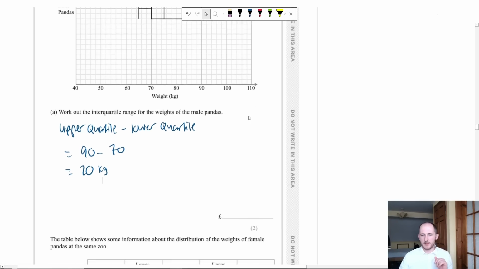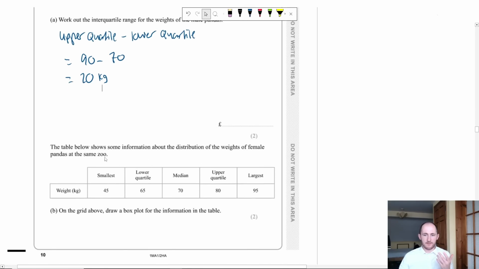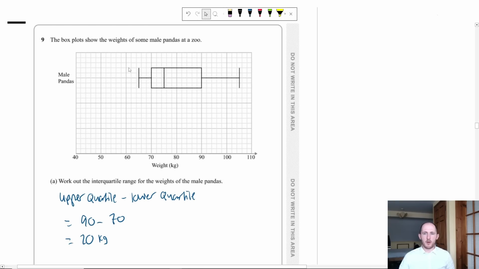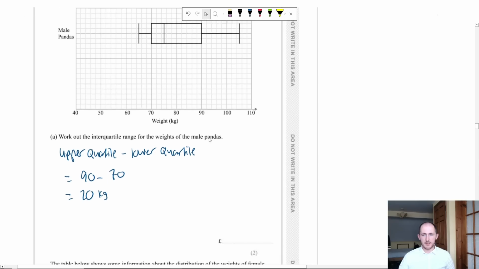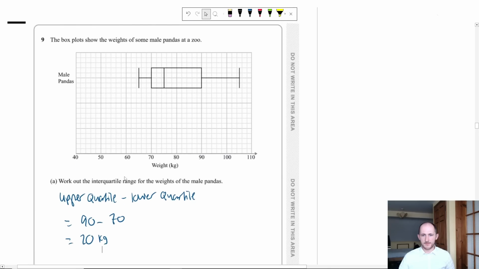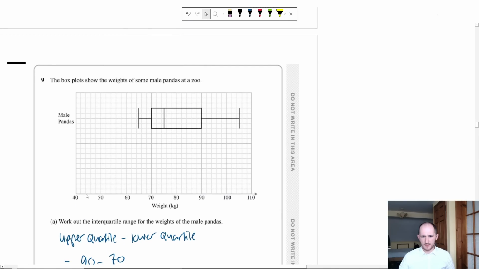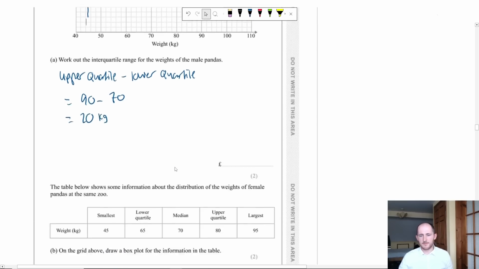Not too bad, right? Part B, it says, then we have information about the distributions of female pandas at the same zoo. On the grid, draw a box plot for the information. So what do we plot on a box plot? This is the lowest value, this is the highest value, and again, lower quartile, median, and upper quartile. So all we're going to do is put the smallest value, 45, midway between here. It goes up in 5s between 40 and 50, which means that each individual box is 2.